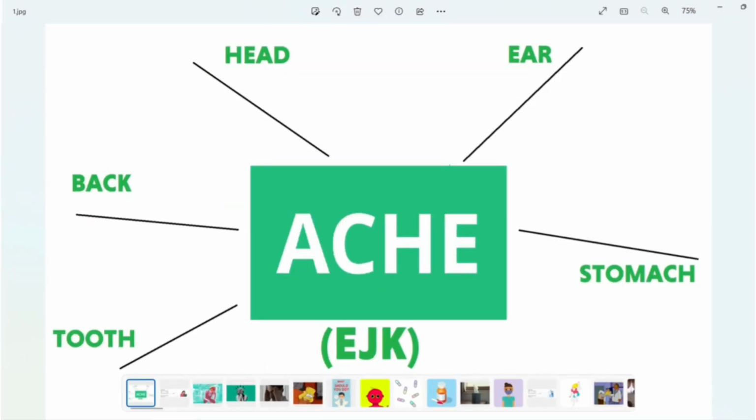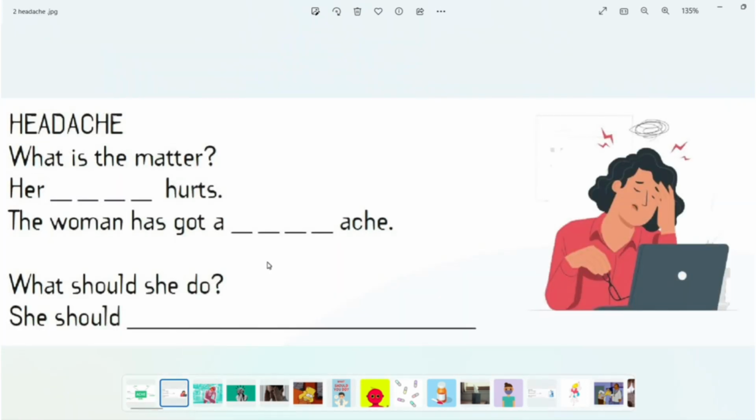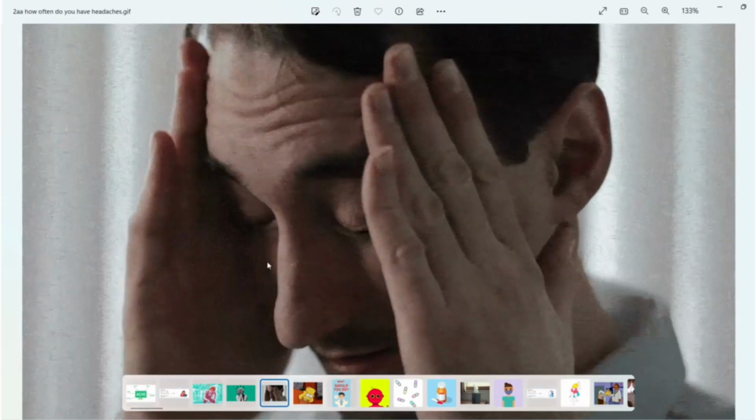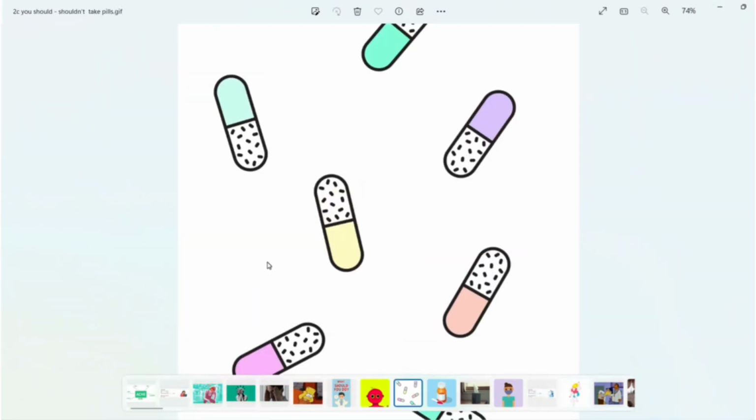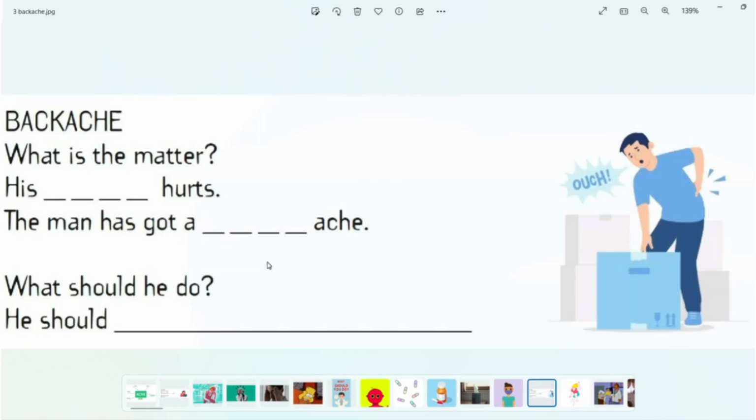So we will discuss, like I said, using our flashcards and discuss all the ailments. And here we have different flashcards talking about headaches. So if you have a headache, what should you do? Should you take pills, or should you, for example, wear a mask? So you shouldn't wear a mask.